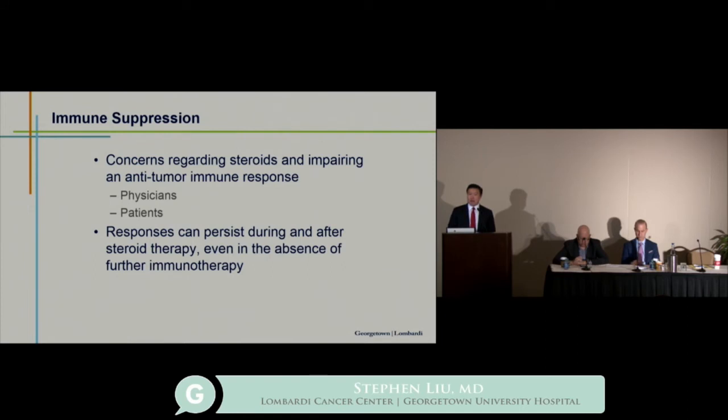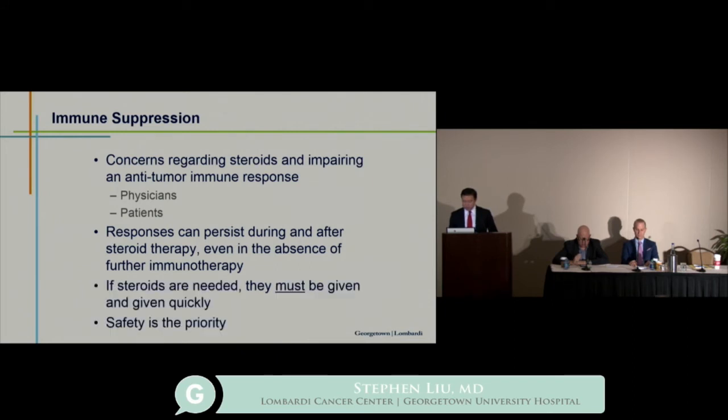What we've learned over many case series, mostly from melanoma but also from lung cancer, is that the responses can persist during and after steroid therapy, even in the absence of further immunotherapy. And so if someone experiences a severe toxicity and requires steroids, after they complete their steroids, I may not need to restart therapy if they've achieved a response. But if steroids are needed, they must be given, and they must be given quickly, because really these toxicities, if not managed appropriately, can be life-threatening, and safety is always our first priority.